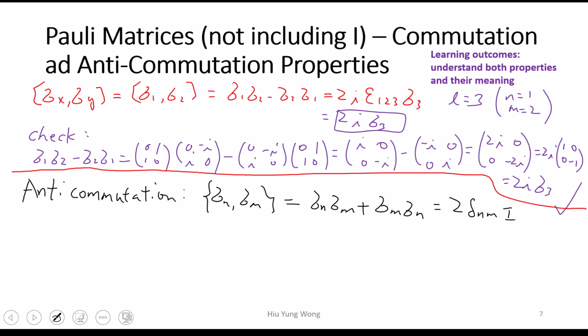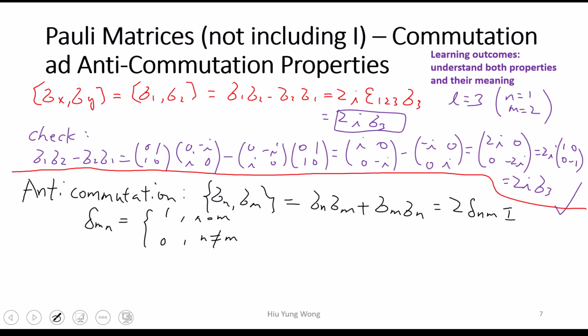nm times I. So we learned about delta nm before, right? This is the Kronecker delta. Delta nm equals 1 if, as we learned in the orthonormal basis, n equals m, and equals 0 if n is not equal to m. Just the Kronecker delta.